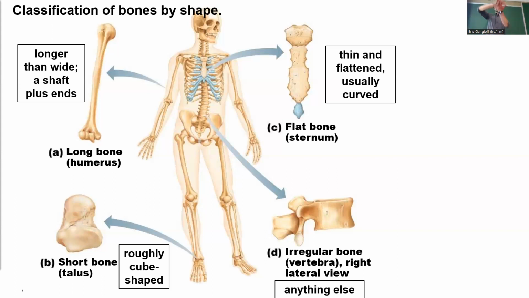Of course, it's flat, but it's also curved in the sense that it provides the shape for your head. And then finally, we have what's called irregular bones. This is just a catch-all for oddly shaped bones, something like your vertebrae. You can see there's no easy way to describe or classify the shape. It's got all these different pieces coming off of it. And we just lump these together in the category of irregular.